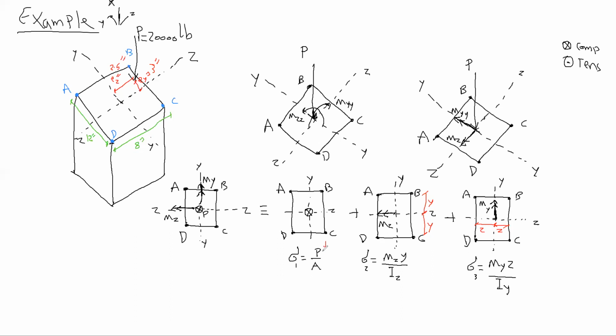We have P, we need to find A. We need to find MZ, MY, IZ, IY. After finding all of them, we can find the stresses, and once we want to add them, we should check which one is under tension and which one is under compression. That's a very important part. But before that, let's find the initial values: MZ, MY, IZ, IY, and also the area. Let's find them together.